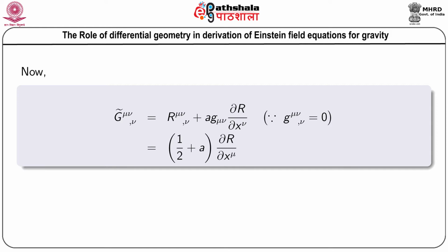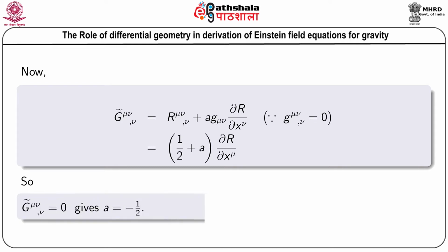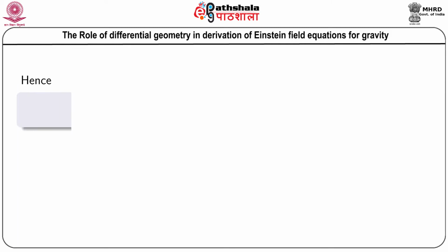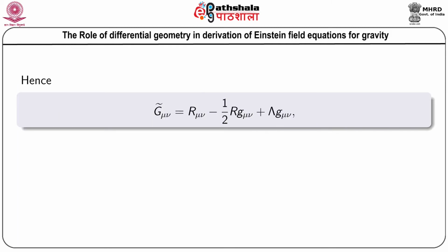So, we have half plus A del R del x mu, and when A equals minus half, G tilde mu nu comma nu equals 0, or if you consider G mu nu comma nu equals 0, then A is equal to minus half. So, we can write G tilde mu nu equals R mu nu minus half R G mu nu plus gamma G mu nu.